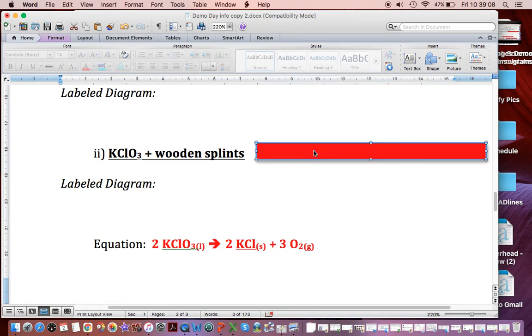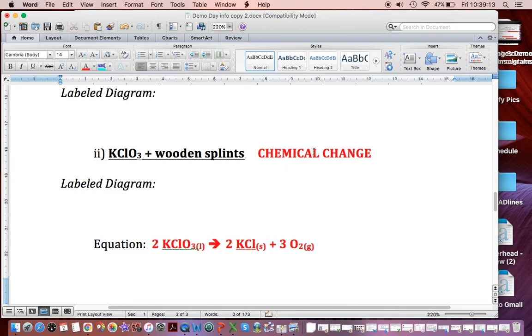We had a pink flame. We end up with a white powder at the end, and it is a chemical change. A lot going on. So make sure those notes are filled in. Make sure you understand that the equations give you clues about chemical and physical changes, and your observations do as well.